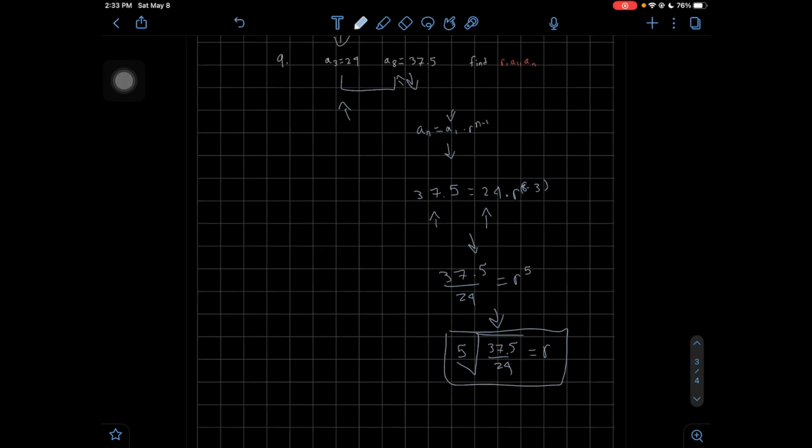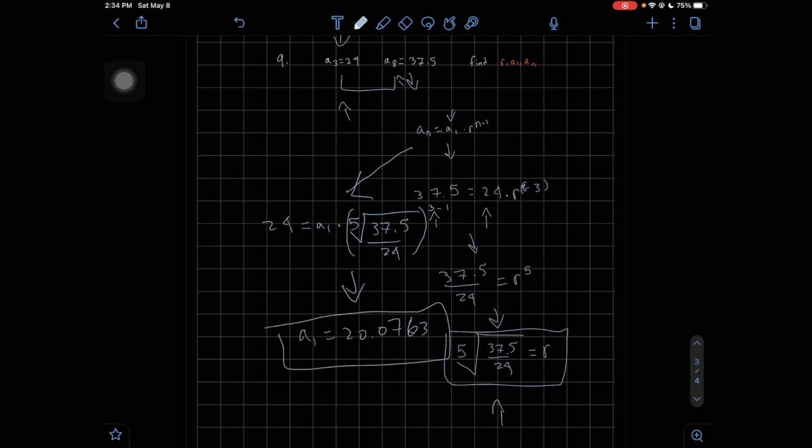So we have our equation, which is a subscript n equals a1 times r to the power of n minus 1. So we know a subscript n, we're just going to use the 24, that's our a of 3. So 24 equals our a1, which we don't know and are going to solve for now, times our r value, which we just found here, which is the fifth root of 37.5 over 24, to the power of 3 minus 1. And now we're just going to isolate a1. And we should get that a1 equals 20.0763. So now we've solved for a1 and r.